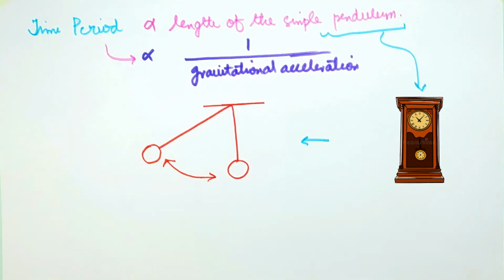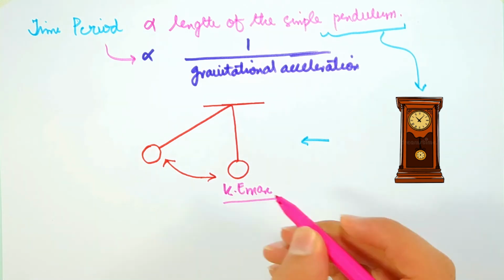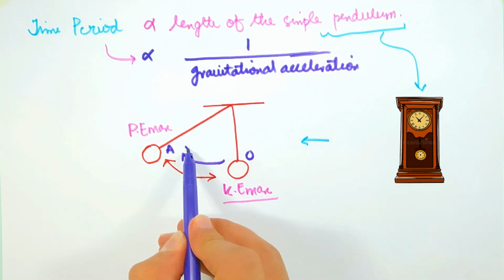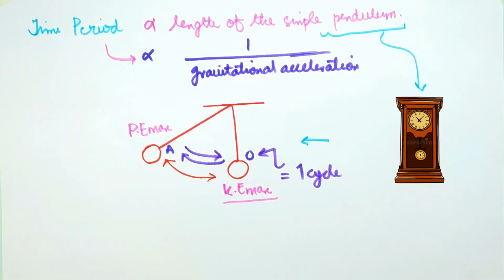At the extreme position, the potential energy is at maximum. When the bob moves towards the mean position, the kinetic energy becomes maximum because of the maximum velocity, where the oscillation takes place in equal intervals of time.